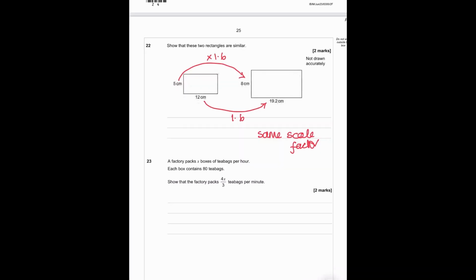A factory packs x boxes of tea bags per hour. Each box contains 80 tea bags. Show that the factory packs 4x over 3 tea bags per minute. So if they pack 80 per box, let's make x the number of boxes they pack. That's how many boxes they pack in an hour. Now 80x, if we want to change that into minutes, we're going to divide that by 60 because there are 60 minutes in an hour. So 80x divided by 60 is going to be 4 over 3 x per minute.